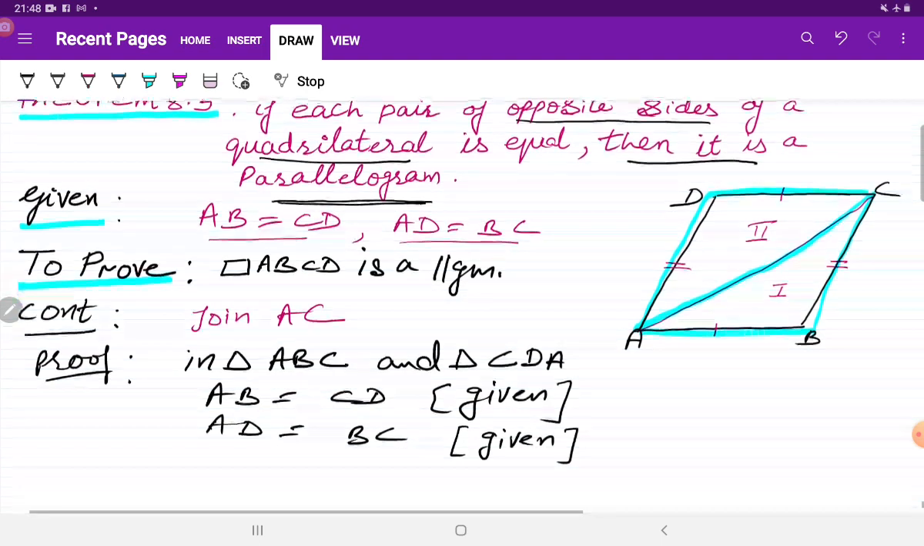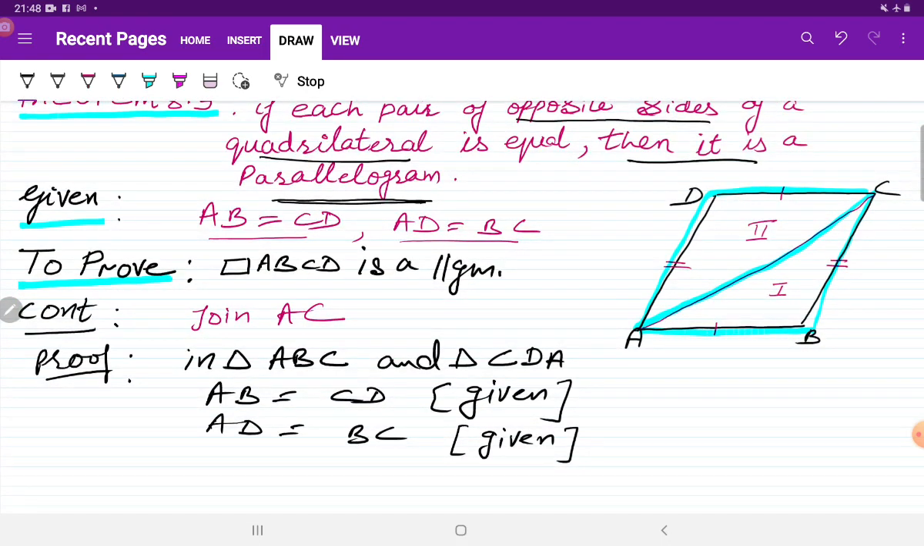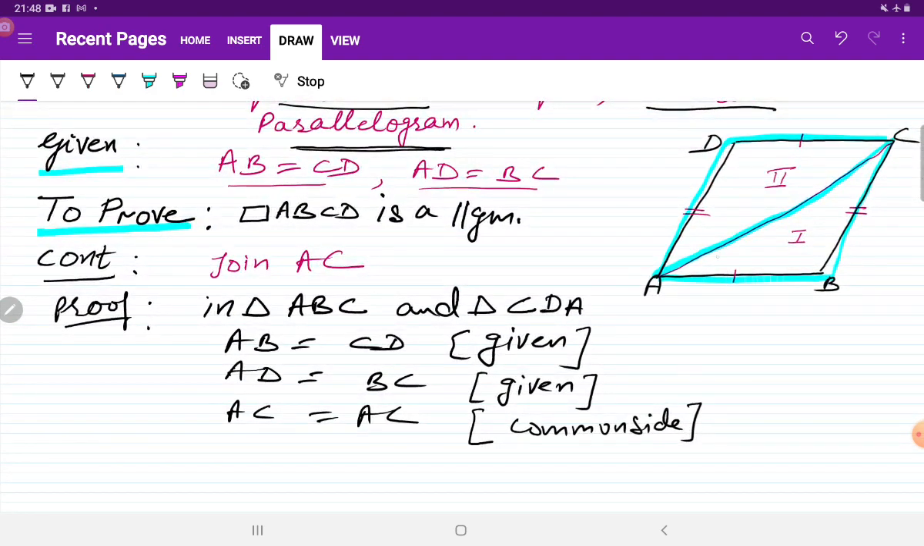Your reasons are very important. There will be 1 mark for each reason. Then AD is equal to BC. Then what is the third one? That is AC is equal to AC. Why is AC equal to AC? Because it is a common side. Now, if all these three parts are equal, that is AB is equal to CD, AD is equal to BC and AC is equal to AC, then what?